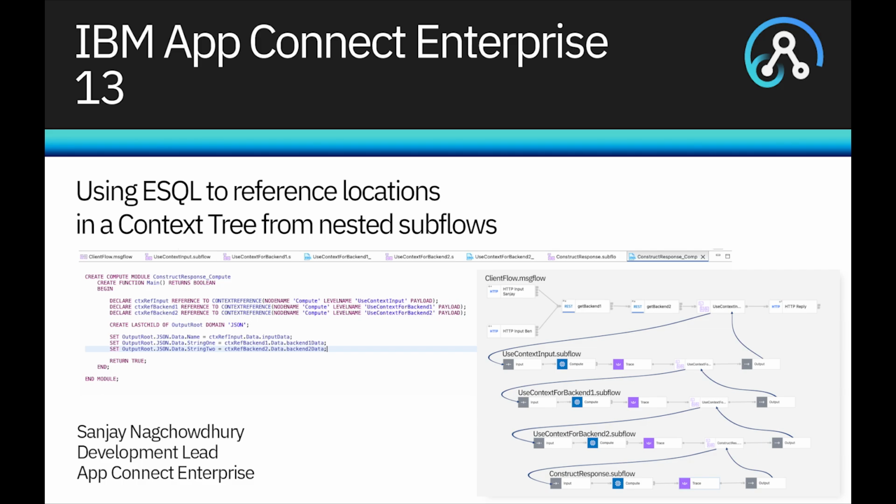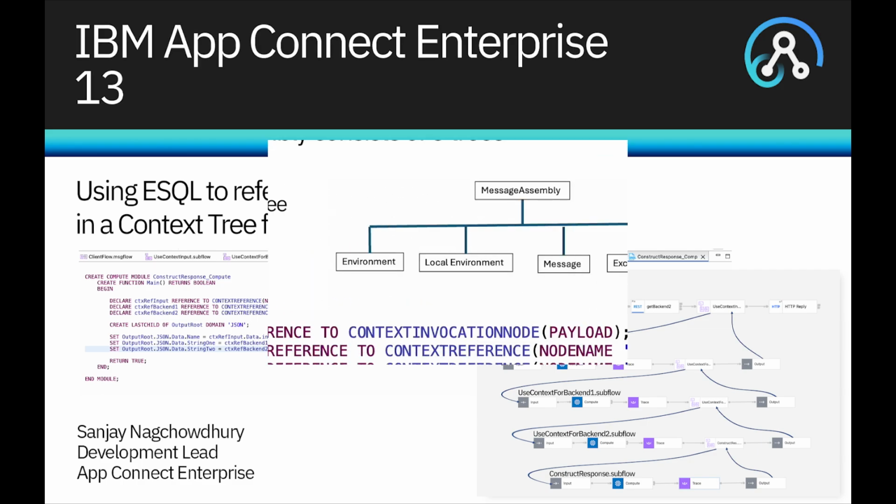In this video, I will describe how to reference locations in the context tree using the context reference ESQL function from compute nodes which are in nested subflows.